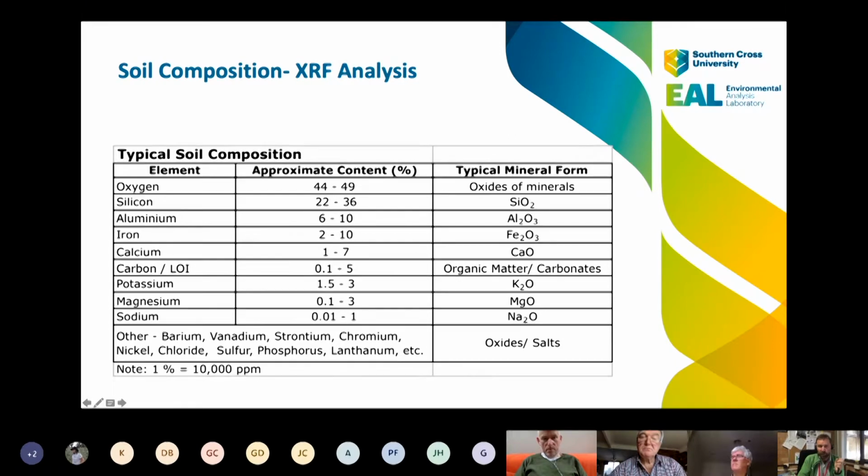So if you've got waterlogging in your soils or compaction issues, you've got this major problem with oxygen. So just be aware of that. And you can see the other elements there as an estimate.